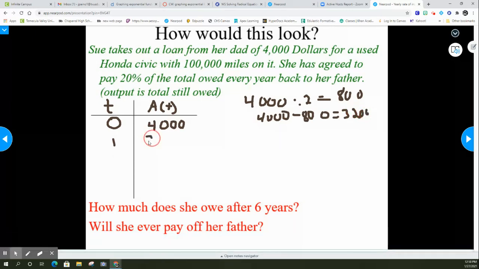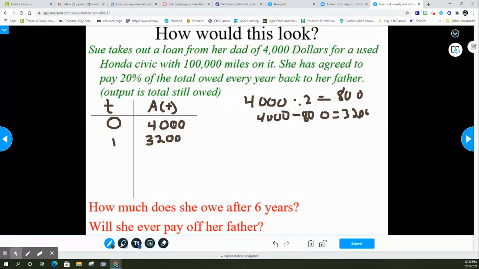Again, this is not how most loans are structured, right? There's no interest gained on it. There's no interest on this loan. Her dad is doing her a favor, right? She's just paying back 20% a year. So now after 1 year, she owes 3,200.